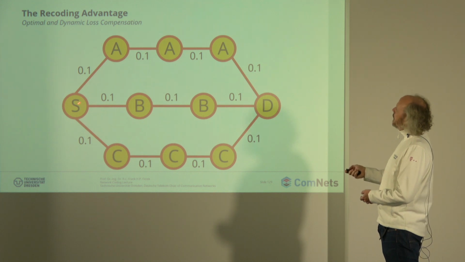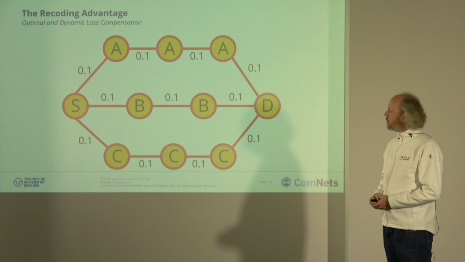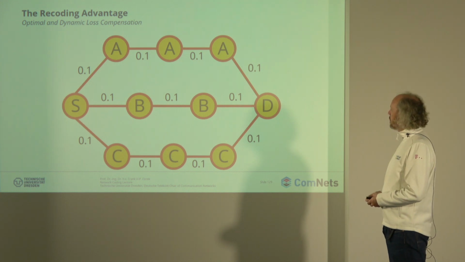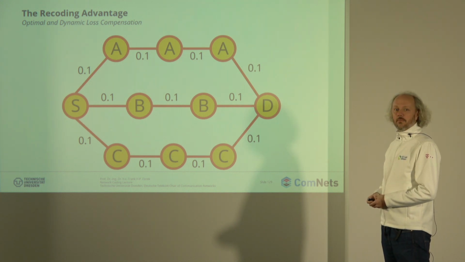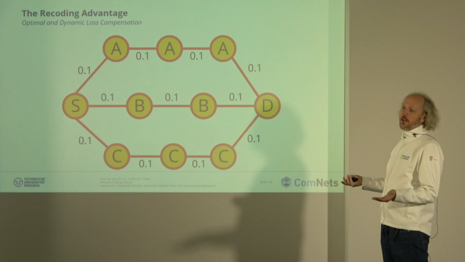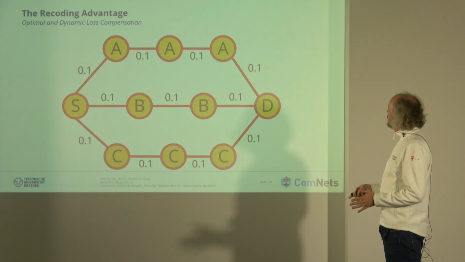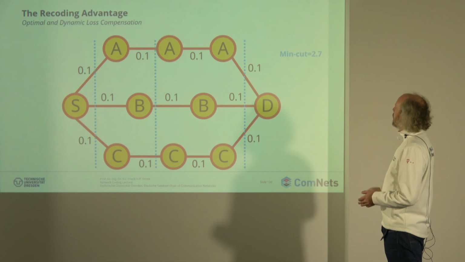What would you get if everybody has a recoder? Let's say like this. This is the easiest you can see. Full recoding gets you 90% on one of the links, but you have 3. So 2.7 more or less is the capacity, right? Yeah? So this is where the cuts are. You can do whatever you want.